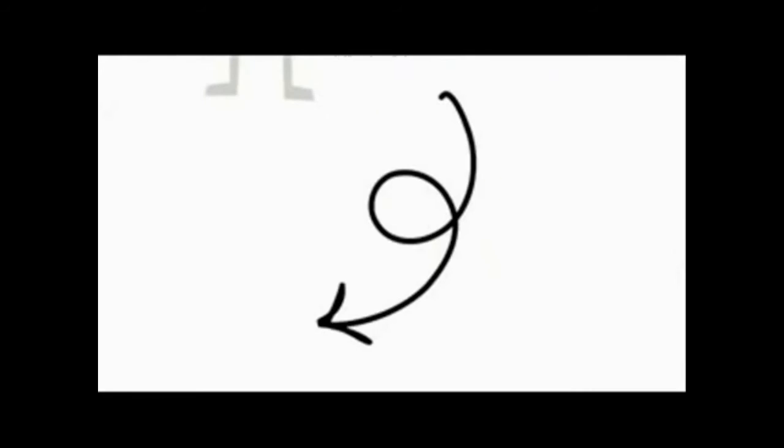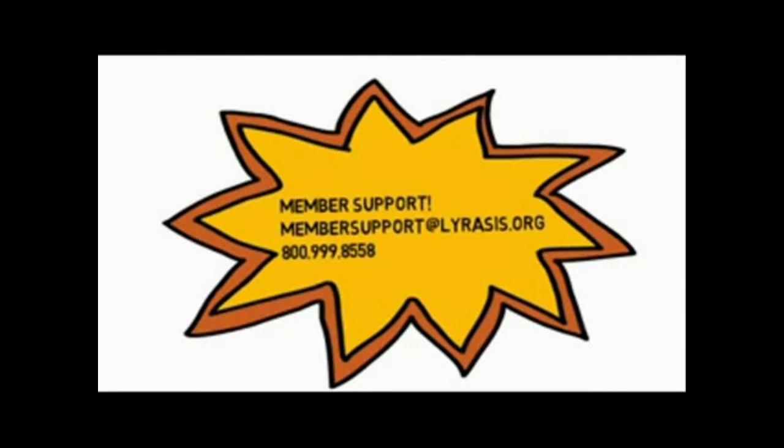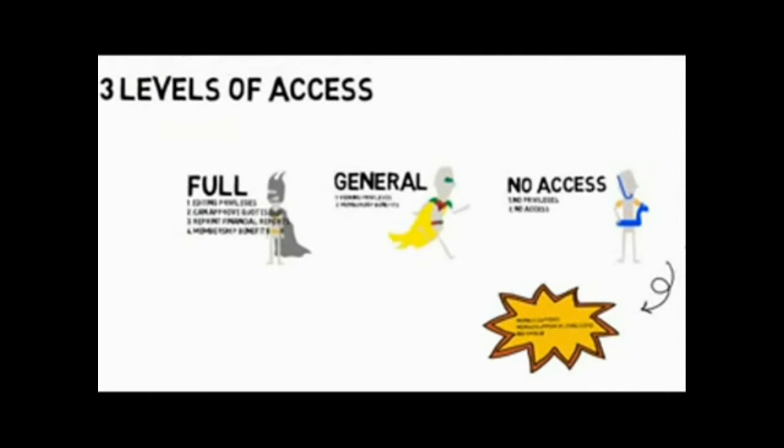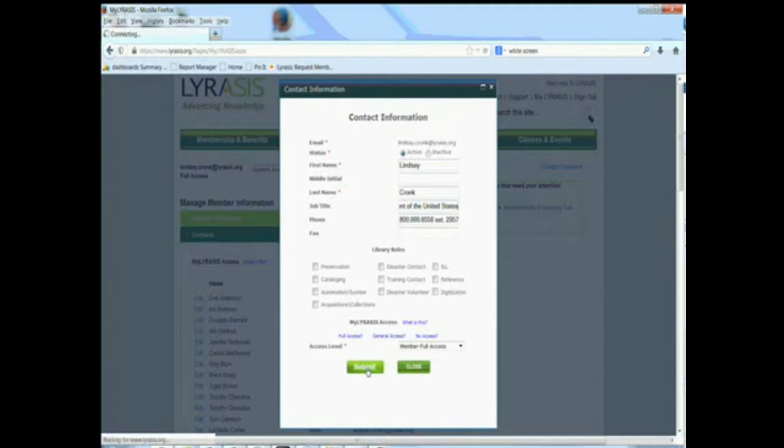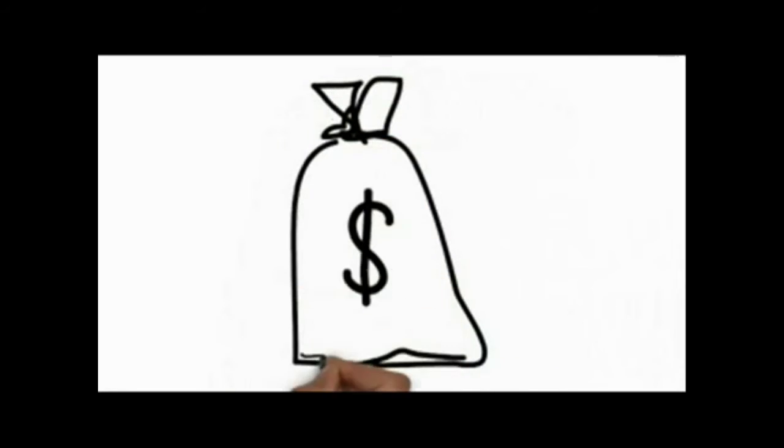Send a quick email or give us a call at member support. Member support at lyrasis.org, 800-999-8558. We'll update your status and privileges in a jiffy. It's just that easy to keep your contacts up to date in MyLyrasis. But there's so much more functionality to talk about. Let's get on to the money.